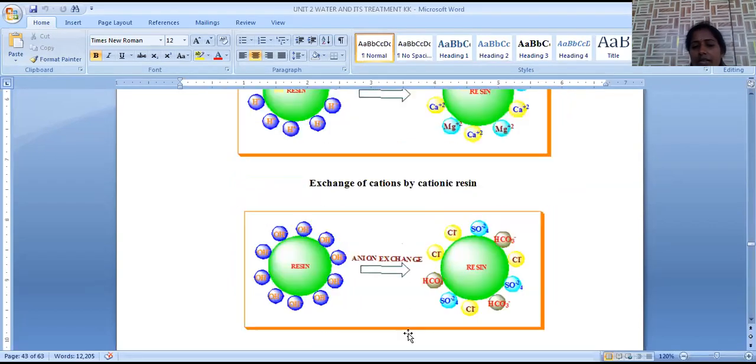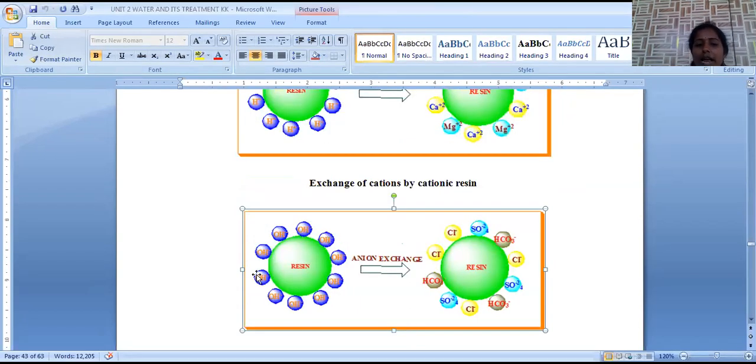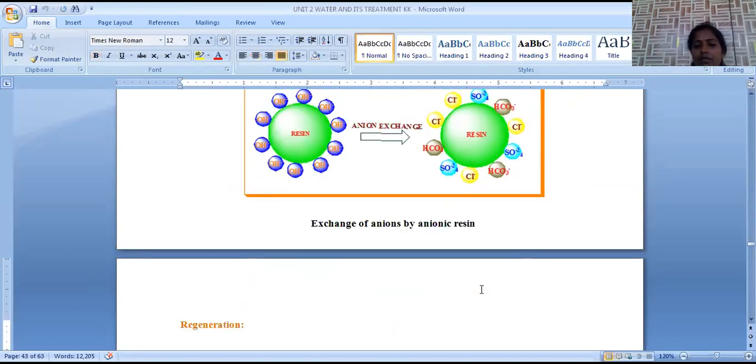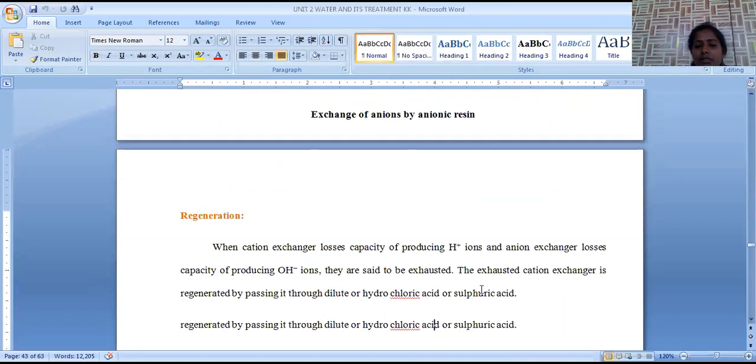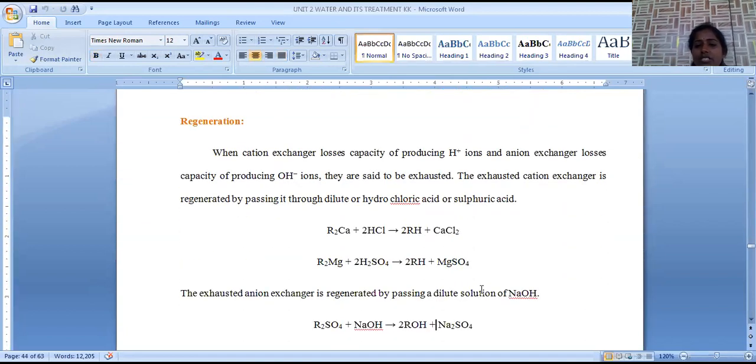Exchange of cations by cationic resin, whereas anionic resin is surrounded by OH minus ions. These OH minus ions present around the resin, when treated in the anionic chamber with water coming from the cationic chamber, are all replaced by chlorides, sulfates and bicarbonates. Now OH minus is released into the water, and chlorides, sulfates, bicarbonate ions are retained by the resin, hence exchange of ions is possible. So we already discussed regeneration.